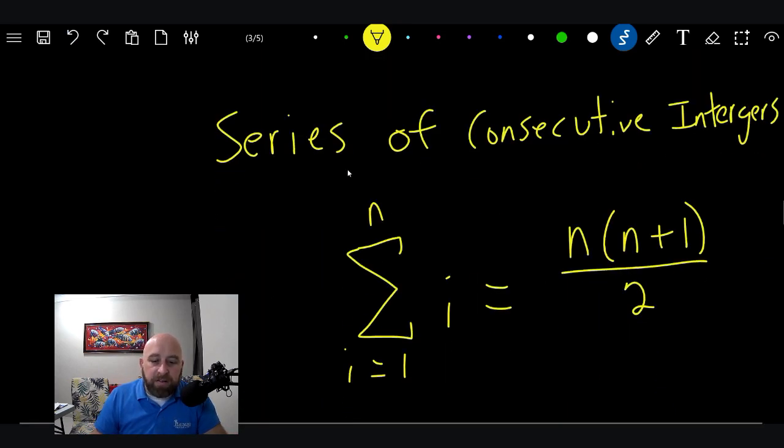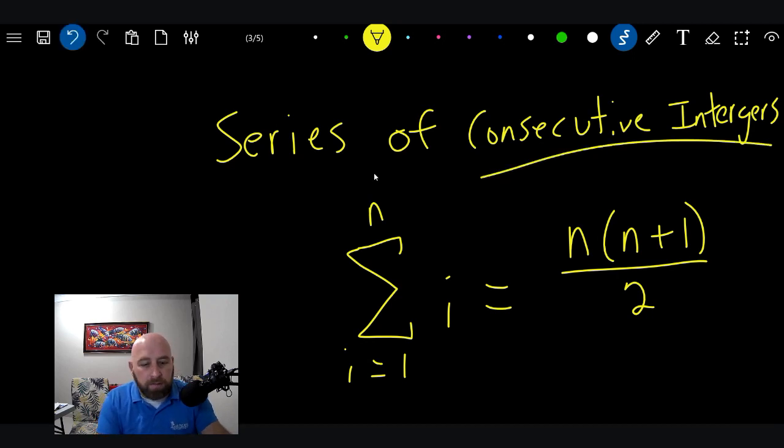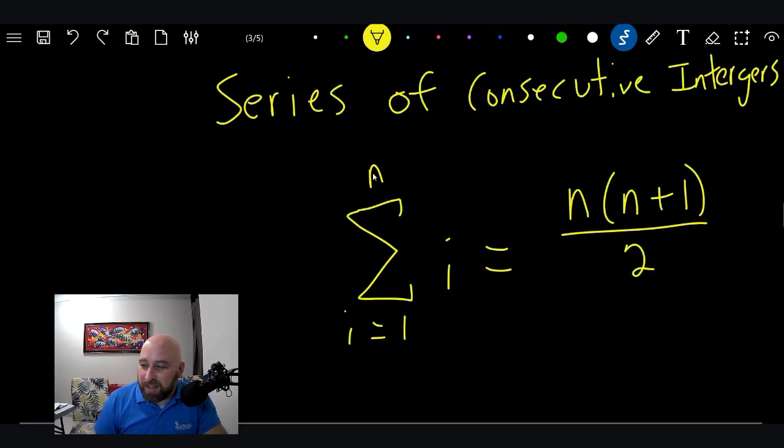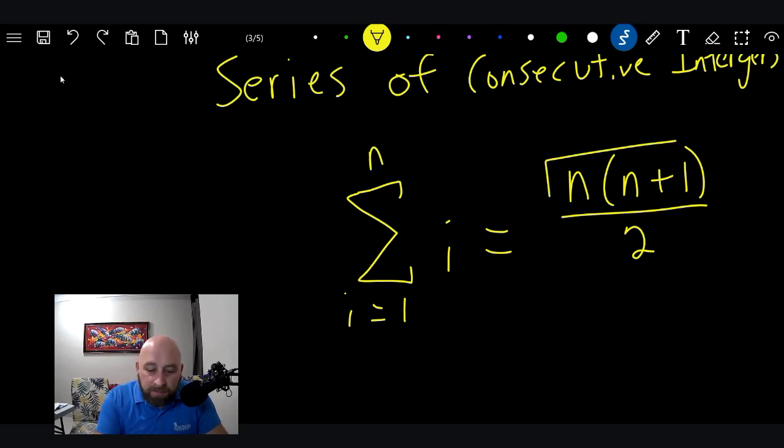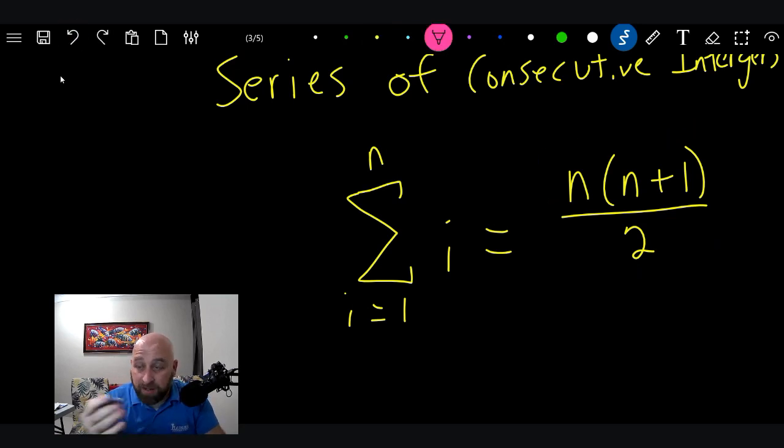Next, the series of consecutive integers. I'm sorry, that looks really terrible right there, but it's supposed to say consecutive integers. My handwriting is bad, so forgive me. All right, so what does this look like? This is on page 457. And here's what this looks like. This is a little formula that they give you. So what you do is you take this formula right here and you just plug into it.